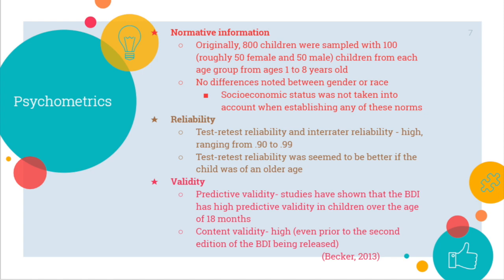Gender or race did not produce a difference in the data collected. However, socioeconomic status was not taken into account when establishing norms. For the reliability, the test-retest reliability as well as the inter-rater reliability is high, ranging from 0.90 to 0.99 for both reliability measurements. Of note, test-retest reliability was generally better as the child was of an older age.